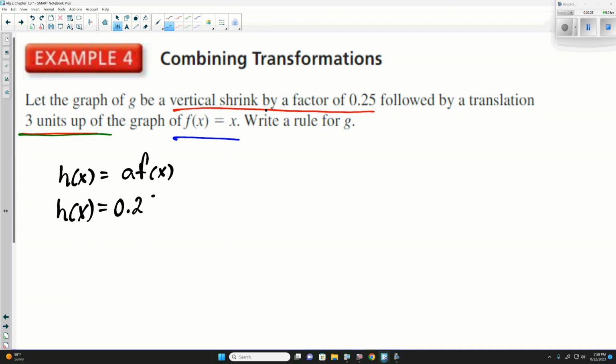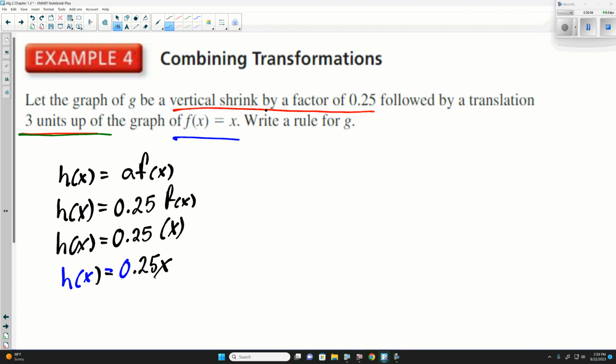So we'll have 0.25. And we can do f of x, or we can replace it at this point. Now, what is f of x equal to? x. So we're replacing f of x. So 0.25 times x is 0.25 x.